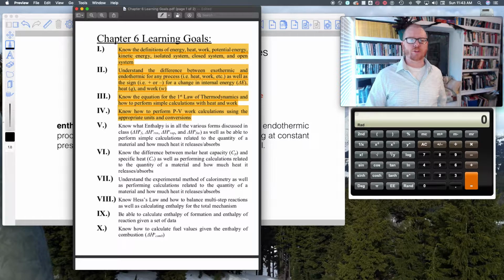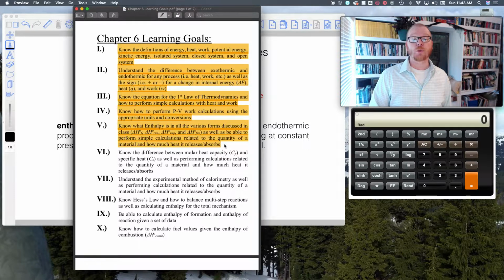Okay, so moving forward, so this video, I think I'm only going to cover this learning goal 5 because this is a big one. So know what enthalpy is in all of its various forms, as well as be able to perform simple calculations. Okay, so we'll do this one today. This is a big one just for this learning goal number 5.